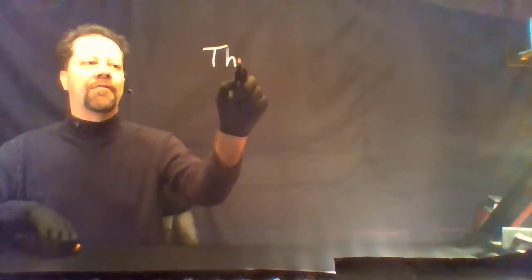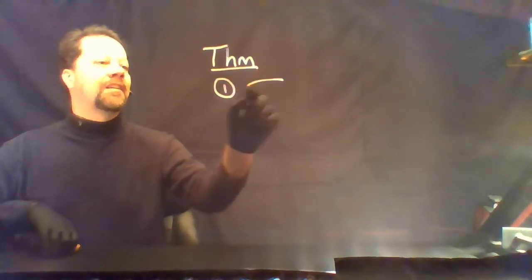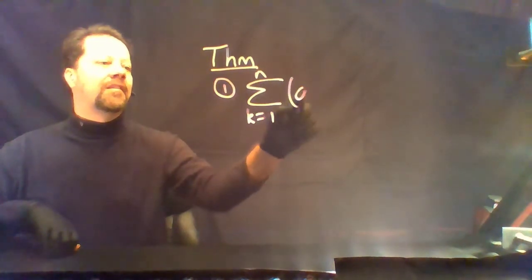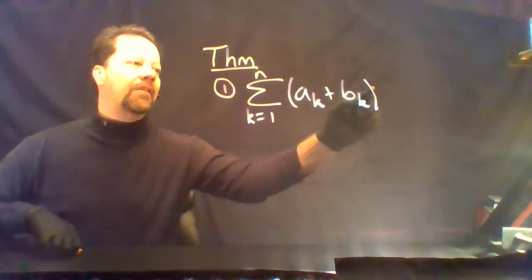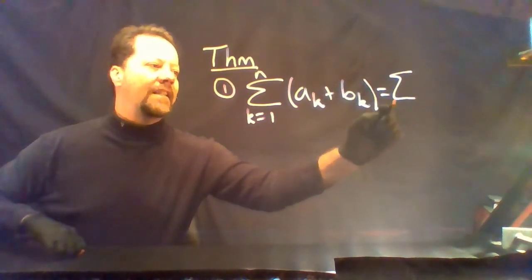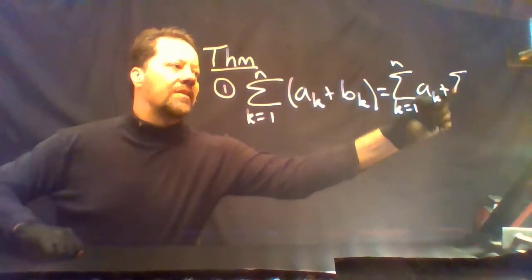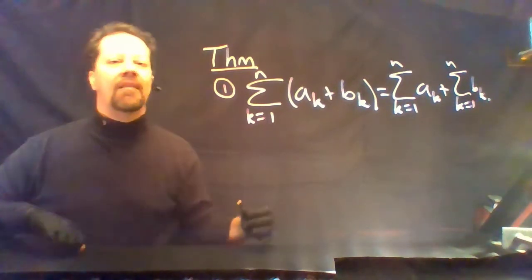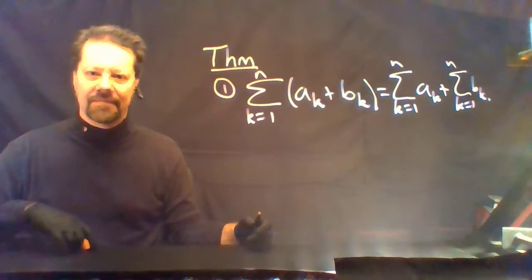There are some properties of sigma notation that follow from the field laws for real numbers. First, if I have the sum as k goes from 1 to n of a sub k plus b sub k, I'll get the same thing if I take the sum as k goes from 1 to n of a sub k plus the sum as k goes from 1 to n of b sub k. This law follows from the commutative and associative laws of addition.